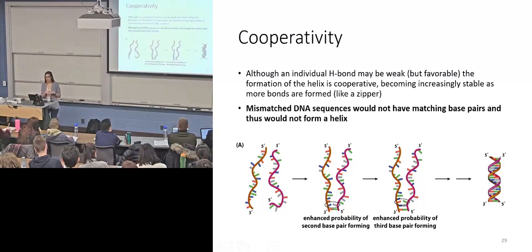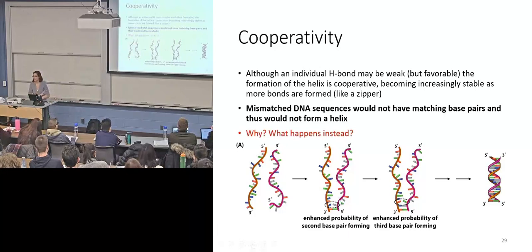Mismatched DNA sequences would not have matching base pairs and thus would not be able to form a helix. What's happening instead? What's going on in between the zipper that, once they get close to each other, it doesn't work? Thoughts? Yes. So van der Waals forces between bases that are parallel like this to each other in the vertical direction are actually awesome, hugely important, very stabilizing.